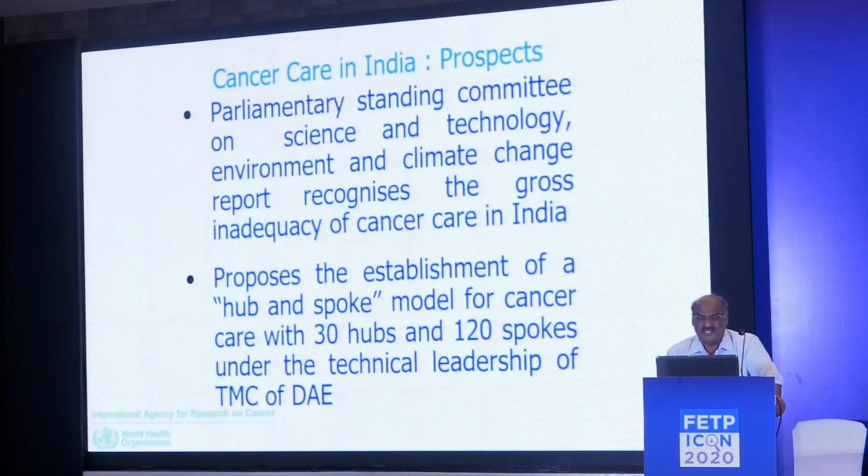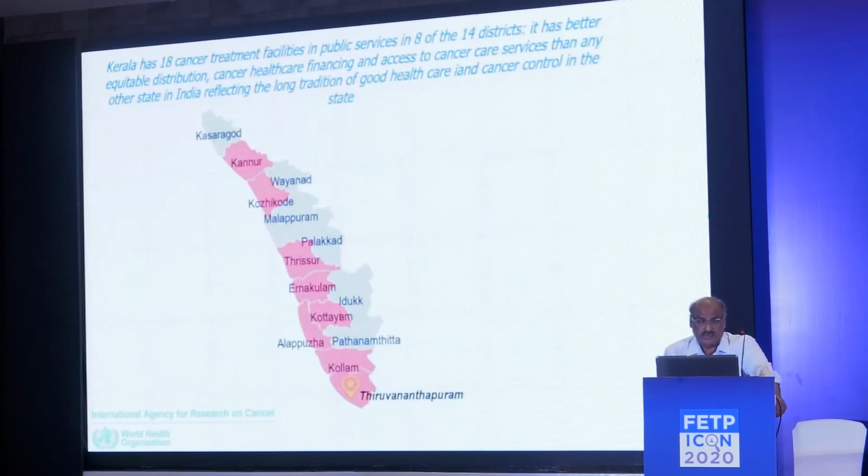Very recently, in November 2019, the Parliamentary Standing Committee on Science and Technology, Environment and Climate Change recognized the gross inadequacy of cancer care in India, and entrusted the Tata Memorial Center of the Department of Atomic Energy with establishing a hub-and-spoke model for cancer care, with 30 hubs, which can manage very complicated cases, and 120 spokes under the technical leadership of TMC of DAE. We have to wait and see whether it works, or whether, in a large country like India, we have to centralize everything under one institution. But it is an important recognition of the inadequate infrastructure. I hope this leads to something.